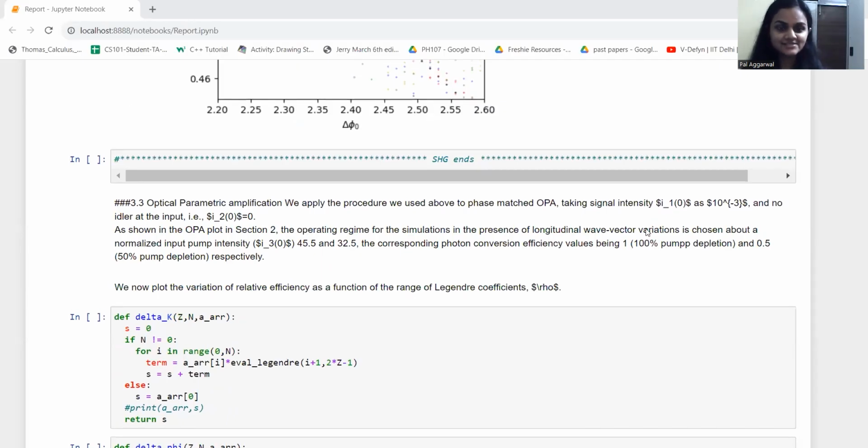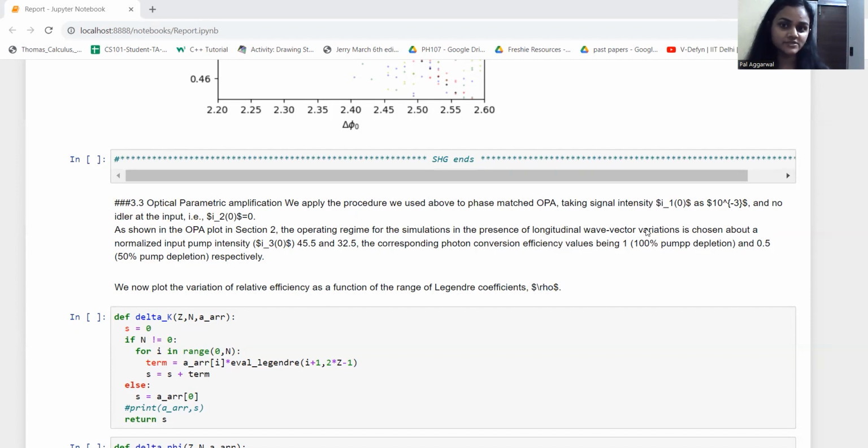Okay, now we'll analyze the variation of relative efficiency with respect to the same parameters, that are rho, sigma, and delta phi naught, but for the case of OPA. In this case, we have 3 waves with frequencies omega 1, omega 2, and omega 3. Here we have taken omega 3 to be the pump, which is the input. Then we have omega 2, which is the idler wave, and omega 1, which is the signal.